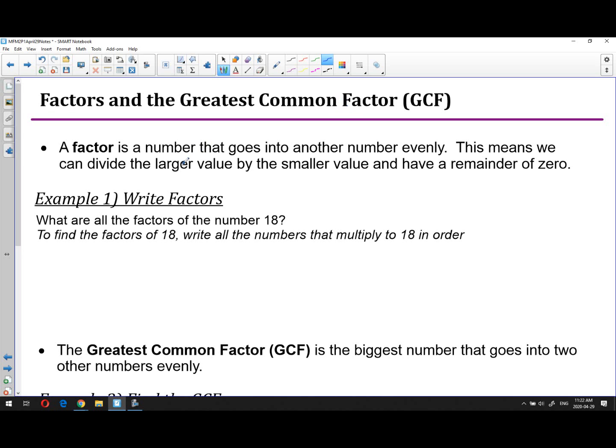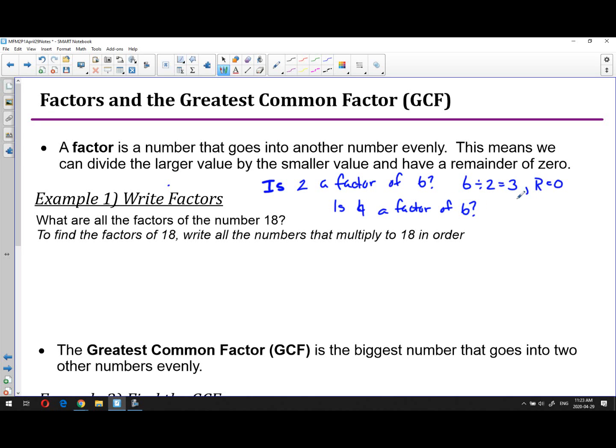What that means is we can divide the larger number by the smaller one to get a remainder of 0. For example, if you were to ask yourself, is 2 a factor of 6? Well, can 2 go into 6 evenly? Yes, it can. 2 goes into 6 3 times. Another way of thinking about that is we can take 6 divided by 2 and get 3 with a remainder of 0.